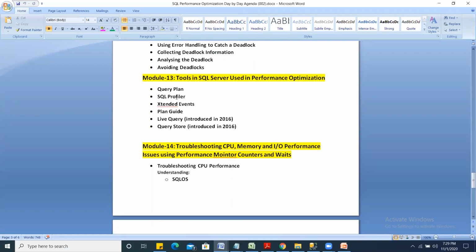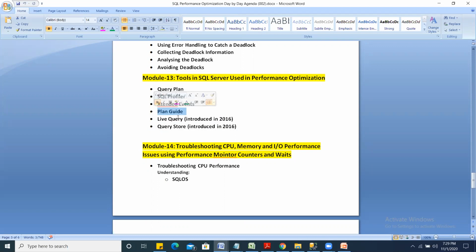Then someone asked about Query Store. You can see Query Store here. Is it here? Yes. So these are the different tools that are used during performance tuning in SQL Server. The one that I started from the demo itself is the query plan. Another is SQL Profiler. Next is Extended Events. Then you have plan guide.